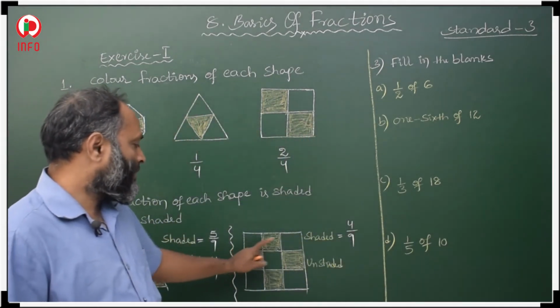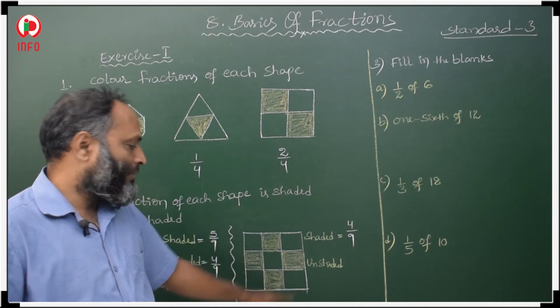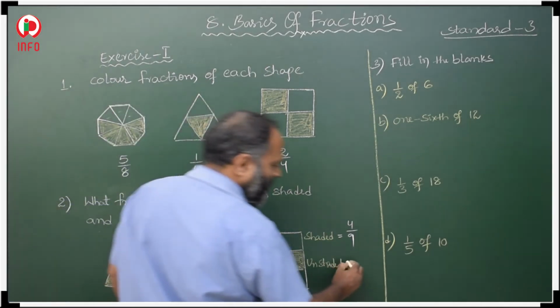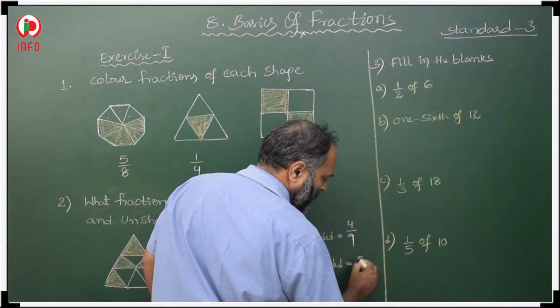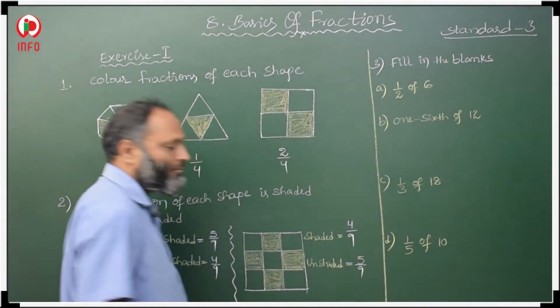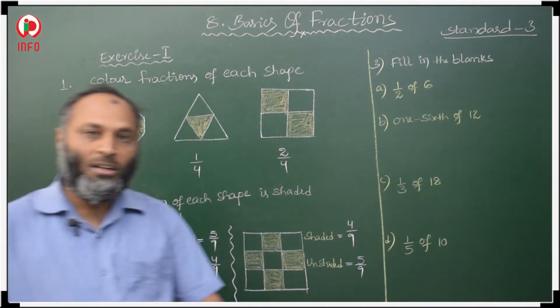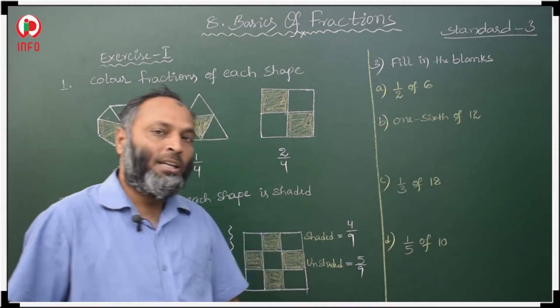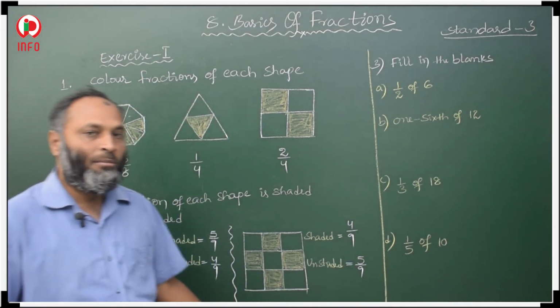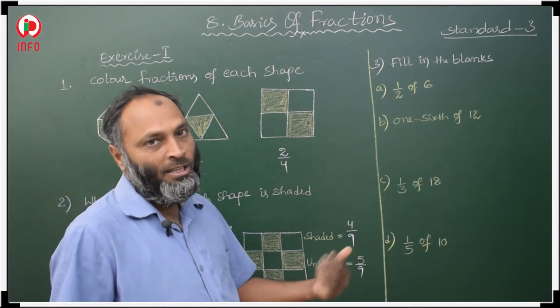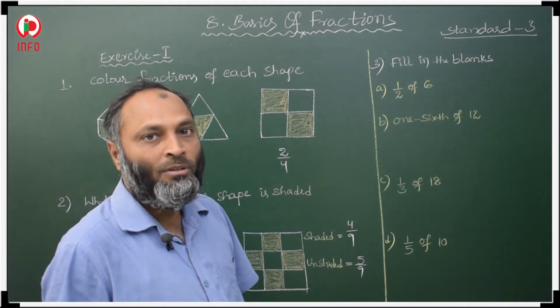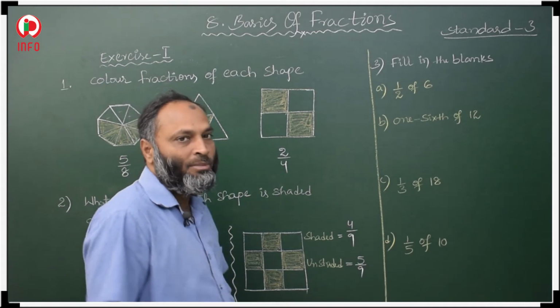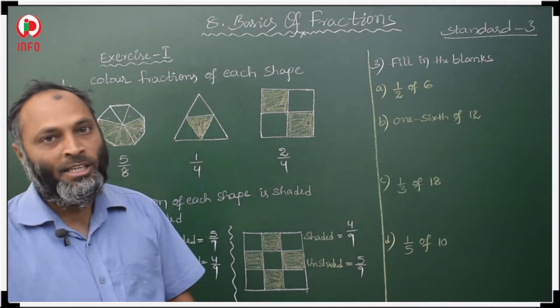Unshaded part 1, 2, 3, 4, 5. 5 unshaded, 5 by 9. 5 by total parts, 5 by 9. So in this way you have to count how many parts are shaded, that by total equal parts. Then unshaded also in the same way. How many unshaded equal parts were there, that divided by total equal parts we have to write. Okay. So that represents shaded and unshaded fraction.